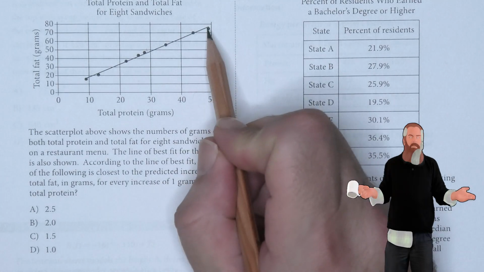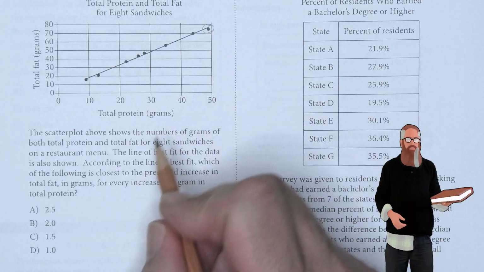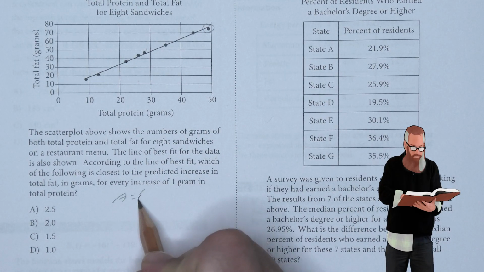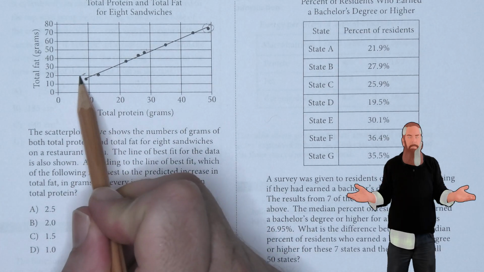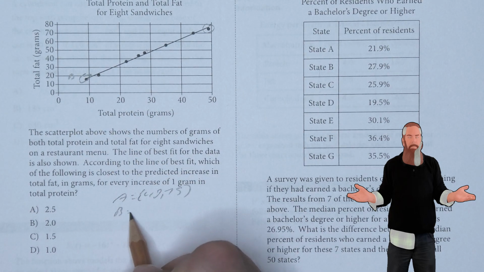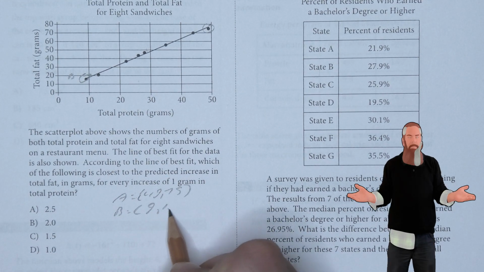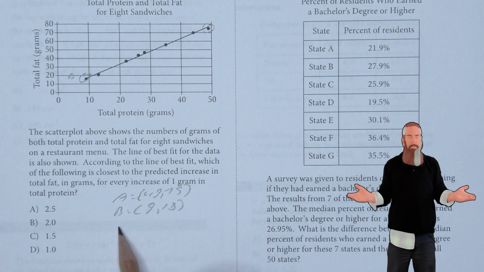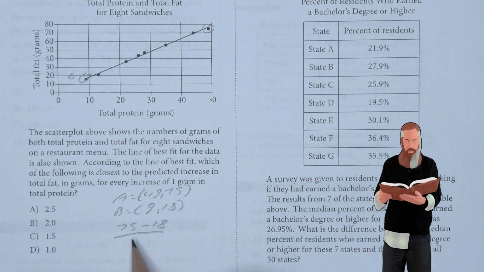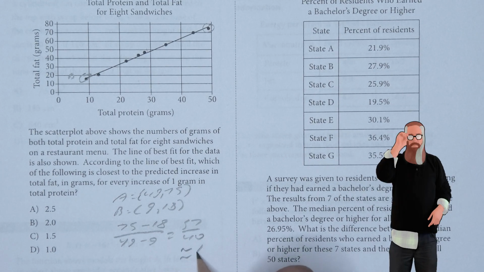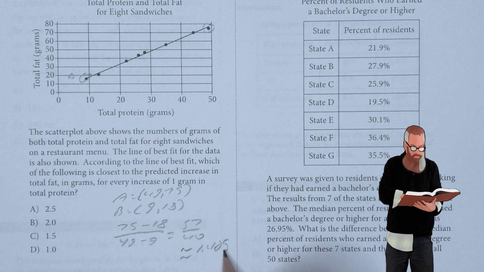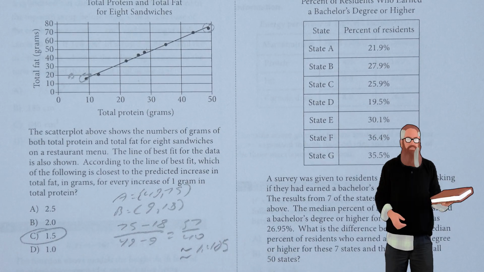So if we just simply chose 2 points, like right here, let's call this point A, and point A is at 49,75. And let's call this point B. So point B, it looks like it is at about 9,18. This means simply using the slope formula, so I can say 75 minus 18 over 49 minus 9, which is 57 over 40, or approximately 1.425. That means that C, 1.5, is the answer.